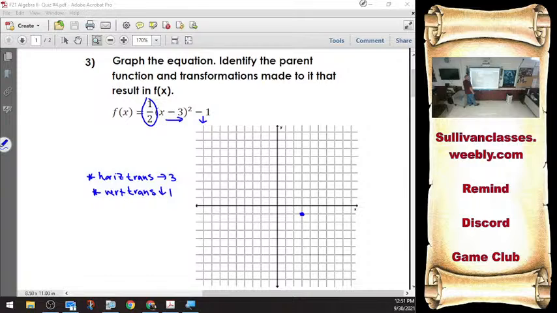What's this guy do? How do I know it's compress and not stretch? Less than 1. So we'll have a vertical compression by 1/2. Identify the parent function and the transformations made. Oh, so I should probably say that the parent function is what? Who is your mathematical daddy? What's the simplest that a quadratic can get? X squared. Just x squared. The parent function.